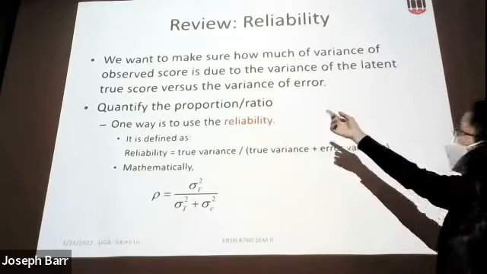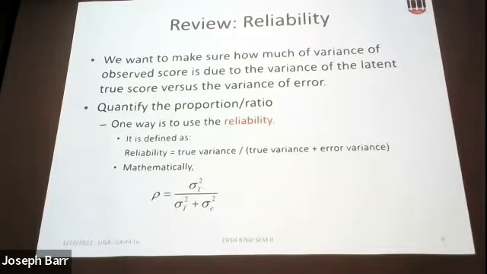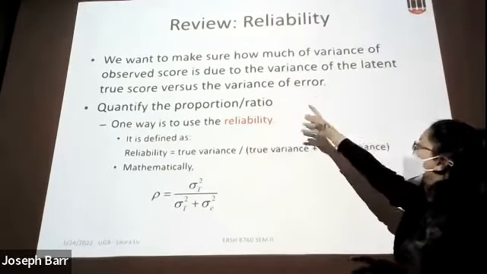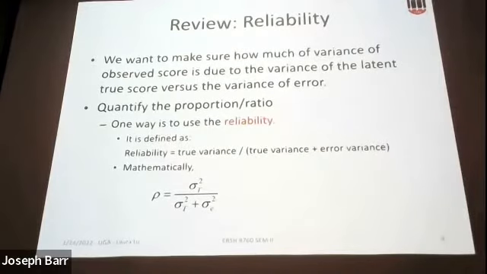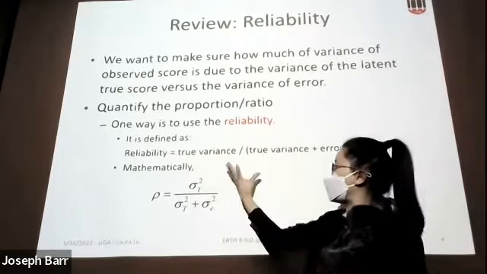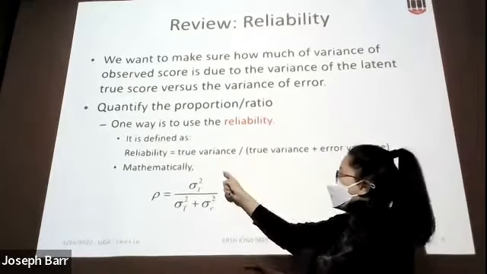So what are we going to do by using reliability? We want to make sure how much of the variance of the observed score is due to the variance of the true score, the latent true score, versus the variance of error. So we have two parts, based on the CTT. We have the true score part and the error part. So we're gonna try to look at the variance of the true score versus the variance of error, and do some comparison to figure out what proportion of the variance of the total scores comes from the true score. Mathematically, we have this formula.